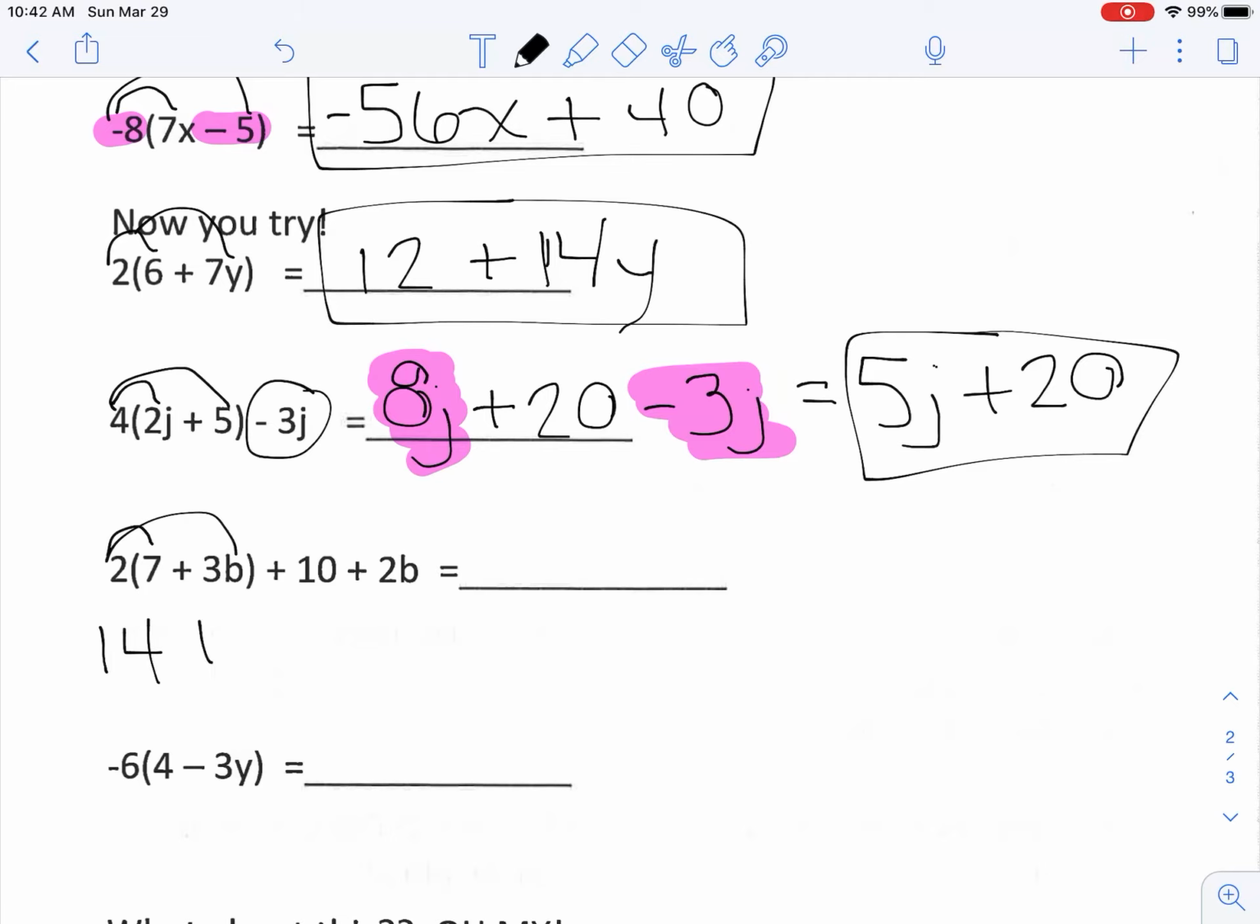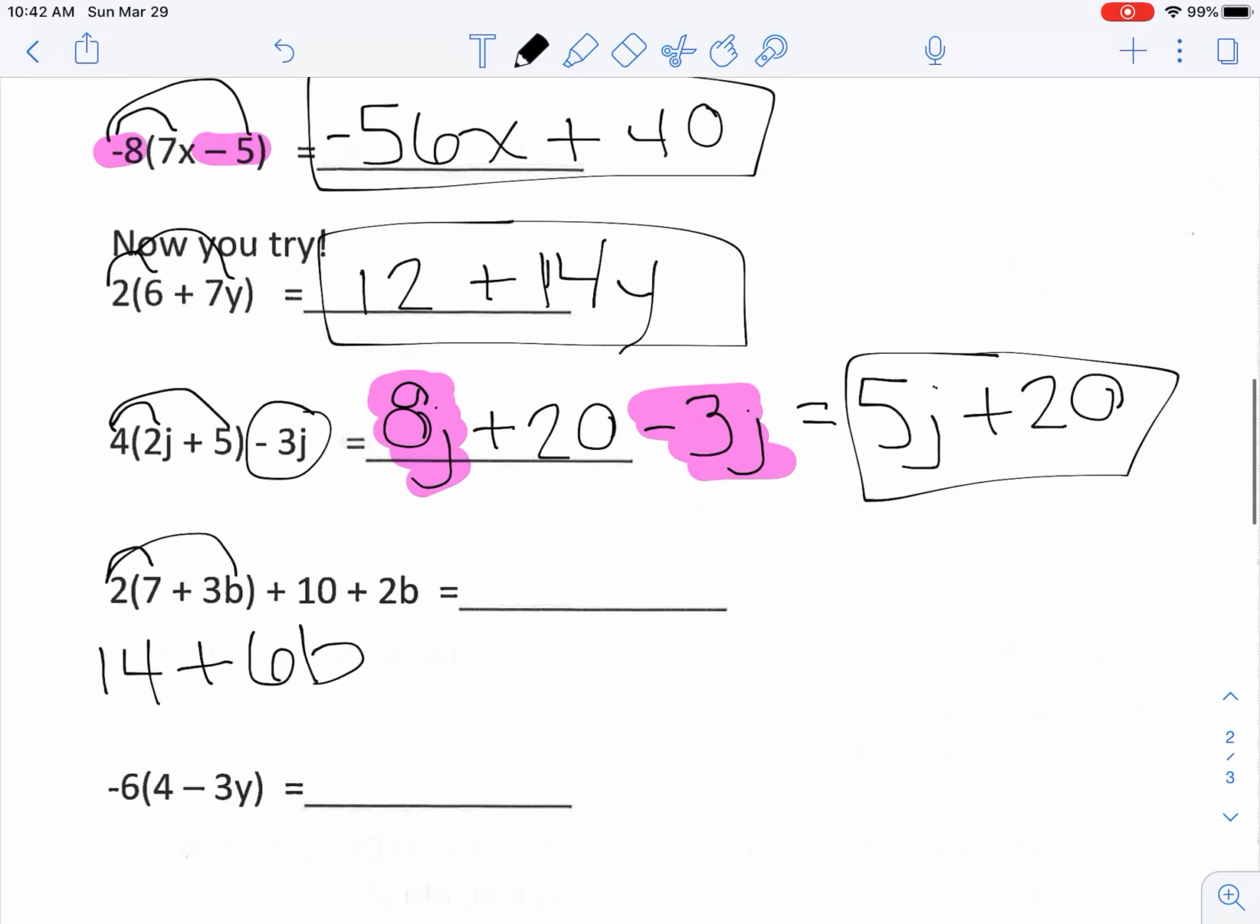2 times 3b is 6b. And I also had a plus 10 and a plus 2b. So, I'm going to find my highlighter tool. These are going to stand out to me. We always highlight the operation sign in front of the term to make sure we pay attention to that.